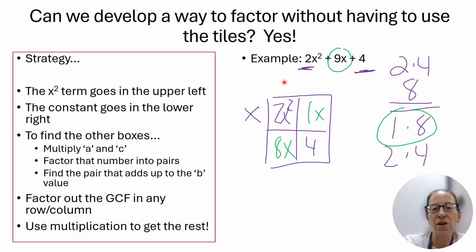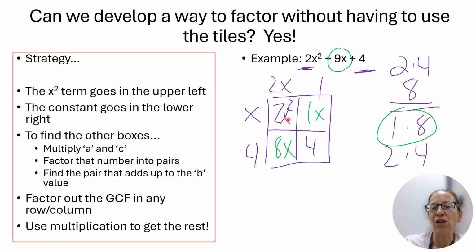So something here times the x gives me 2x squared. Well, that's going to be 2x because 2x times x gives me 2x squared. x times something gives me 1x. Well, that would be a 1. 2x times something gives me 8x. Okay, maybe you're like, I don't like 8x, that's too big. All right, well, let's look at this. 1 times something would give me 4. That would be 4. And then you can use whatever you didn't as your check. So 2x times 4 is 8x.